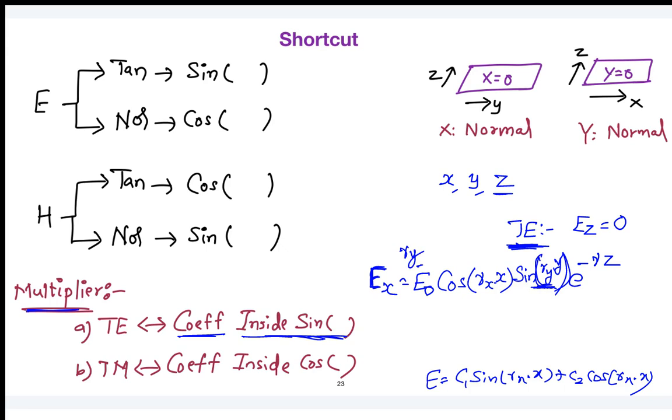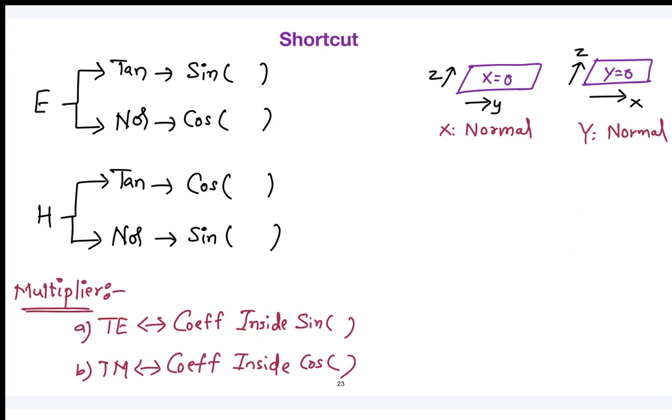Okay. Is it clear? Or otherwise, I will write one more equation. You can understand it better. Shall I do that? So you randomly tell me which component you want. I will tell you the shortcut. You will go back and verify whether it is correct or not. Hx. So let me write the Hx component in TM mode.